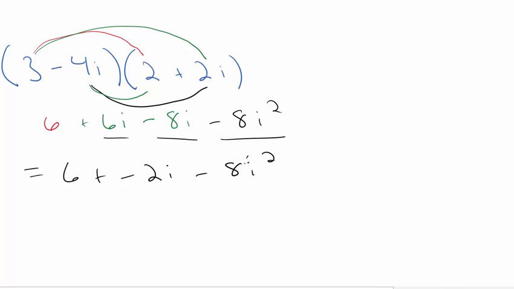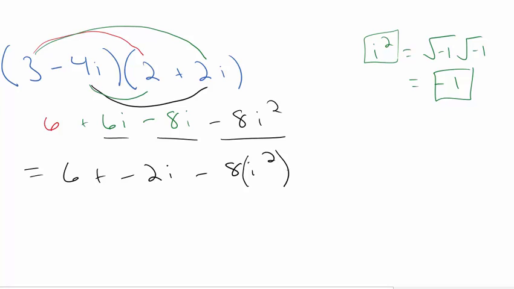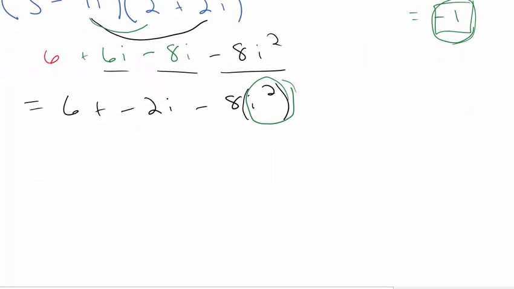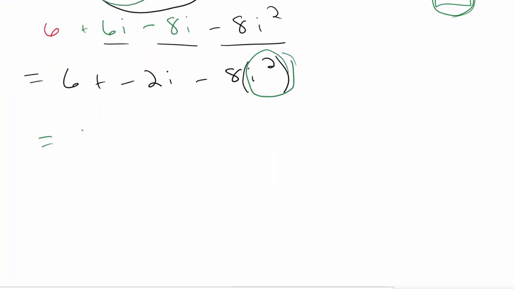Now when we see that i squared, we should think to ourselves, well, i squared is the same thing as saying square root of negative 1 times square root of negative 1. And we know that that equals negative 1. So i squared equals negative 1. So whenever we see an i squared here, we know we could replace it with a negative 1. So let's try to do that. So we say equals 6 plus negative 2i minus 8 times negative 1.